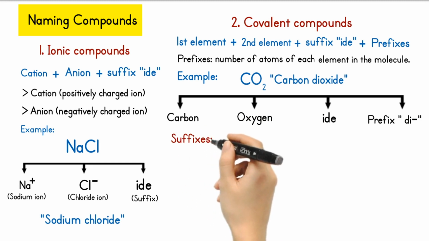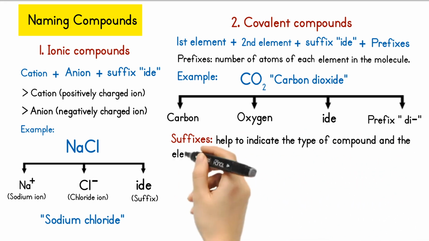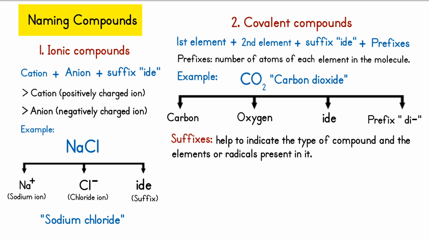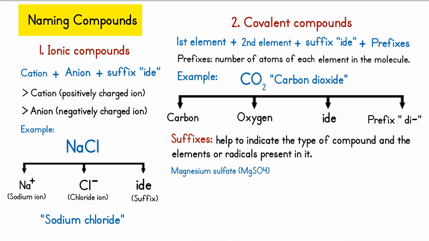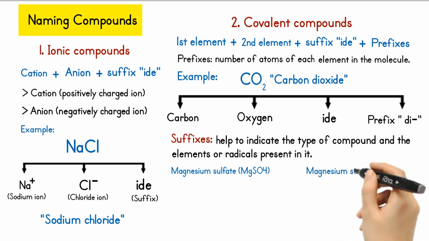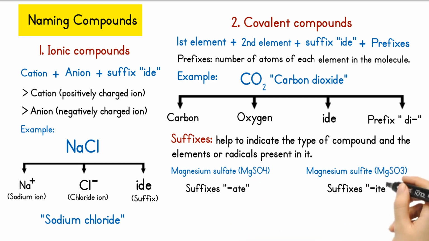Suffixes play a crucial role in naming compounds as they help to indicate the type of compound and the elements or radicals present in it. For example, in magnesium sulfate, MgSO4, and magnesium sulfite, MgSO3, the suffixes -ate and -ite are used to distinguish the two compounds. In this case, the -ate suffix indicates that the compound is a sulfate, while the -ite suffix indicates that the compound is a sulfite.